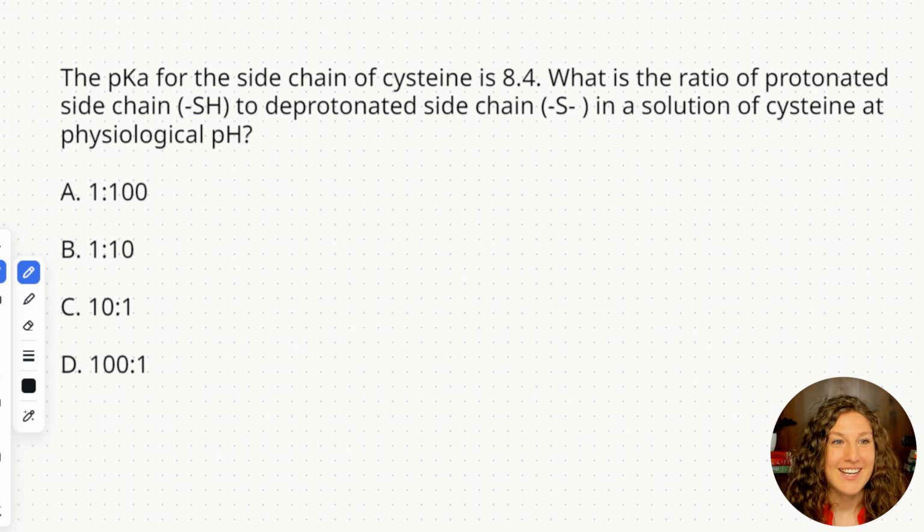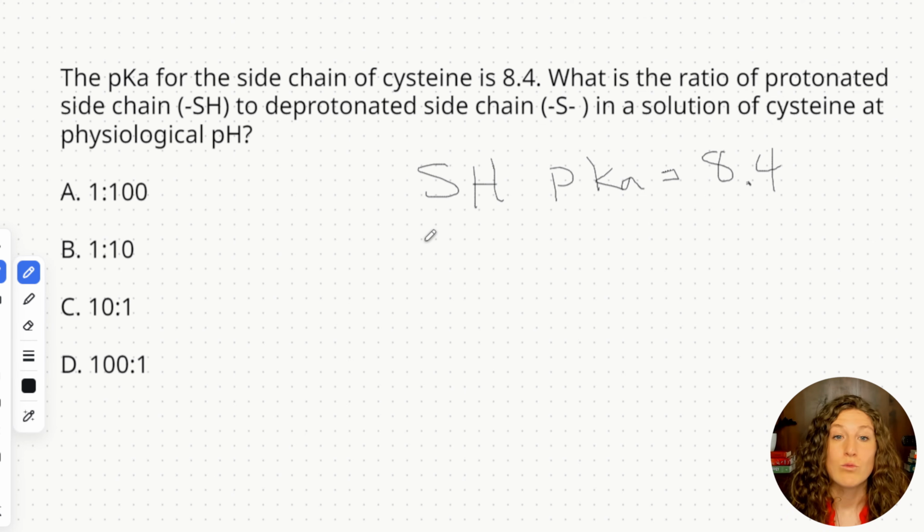Okay, so this question says that the pKa for the side chain of cysteine, which we know is SH, is 8.4. So we have our pKa equals 8.4. What is the ratio of protonated to deprotonated? Okay, so it's a little different than our setup for Henderson Hasselbalch. They're asking us for the protonated SH to deprotonated.